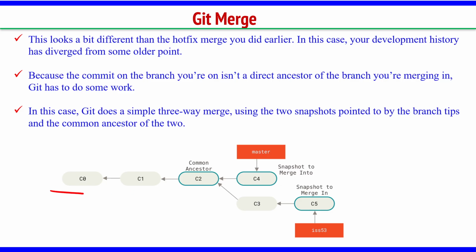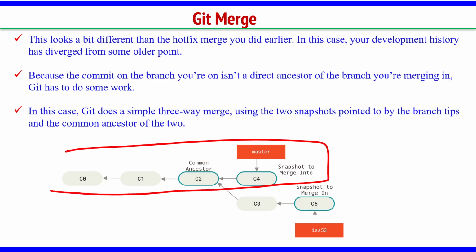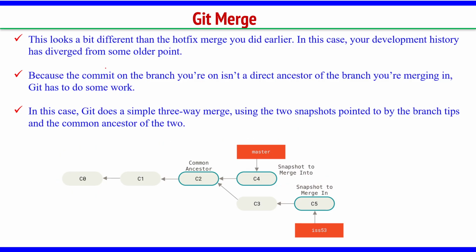So, this is my original one, right. My master is at C4, I have C3 and C5, right. So, here this hotfix is different, this merging is different. Why? See, what I told, snapshot to merge into, you have to merge this C4, this C3, C5 have to merge here, right, or you can merge this C4 to this C5, any way you can do it, right.